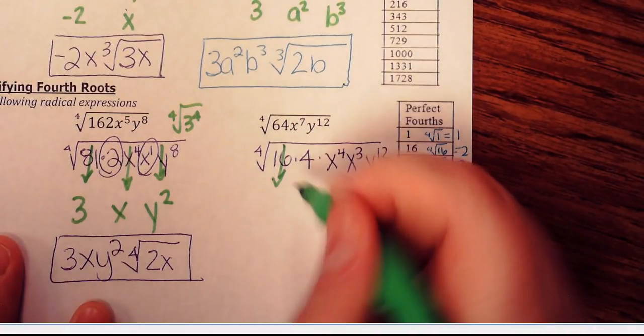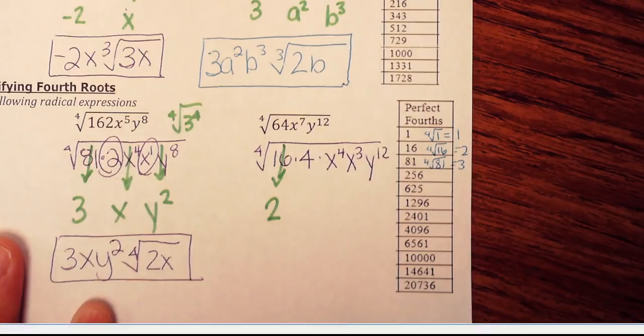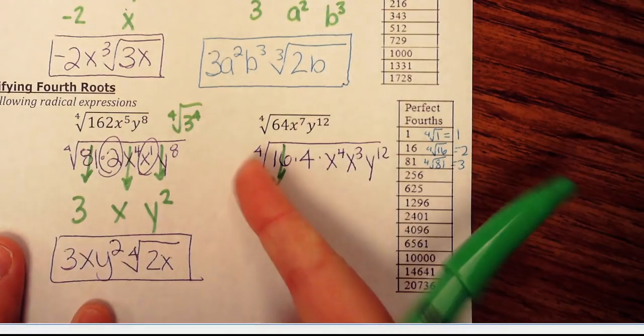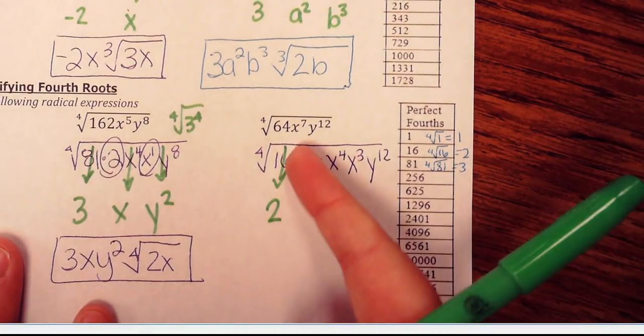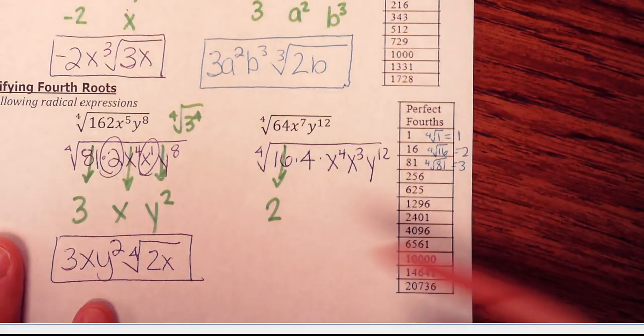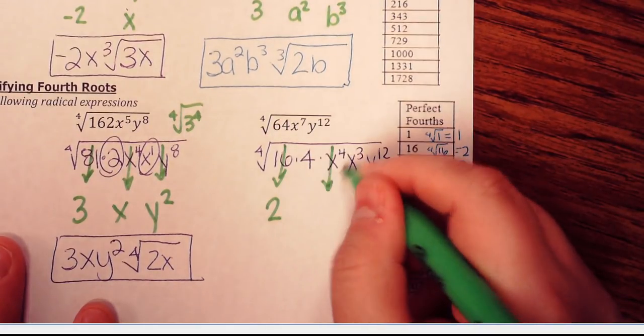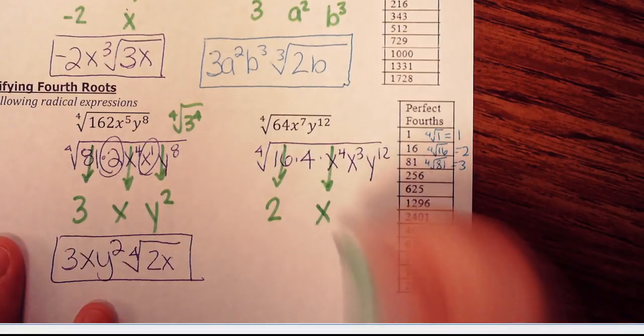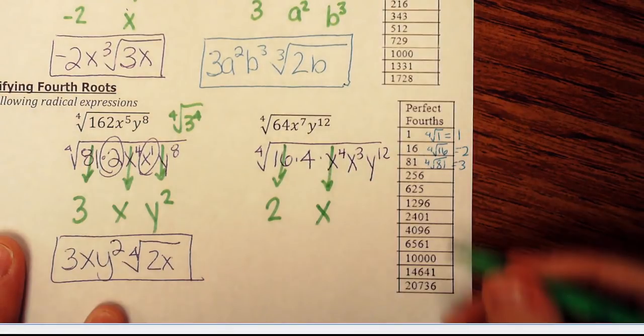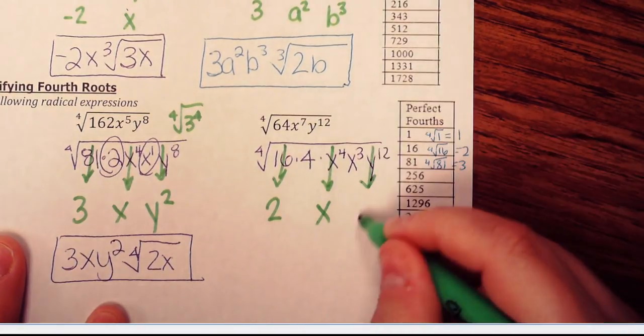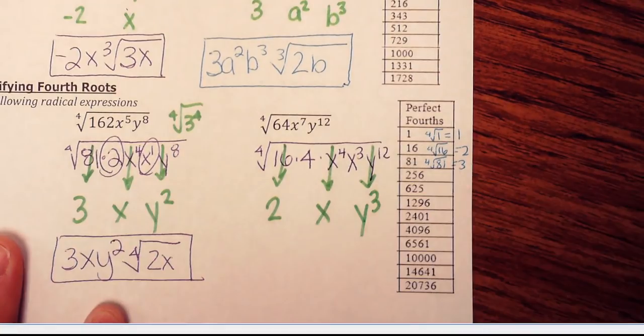Okay, the 4th root of 16 is 2. Don't be writing a 4 out here. We're doing a 4th root. 2 to the 4th power is 16. The 4th root and 4th power would cancel out. Exponent divided by the root, 4 divided by 4, this would just be x to the 1st. And exponent divided by the root, 12 divided by 4, this will be y to the 3rd.